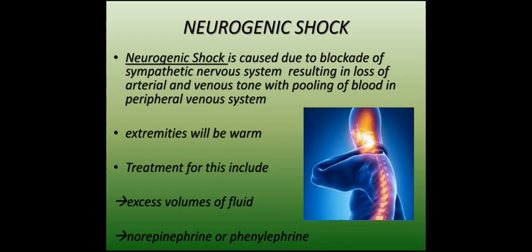Coming to neurogenic shock, it is primarily due to blockade of the sympathetic nervous system, resulting in the loss of arterial and venous tone with pooling of blood in the peripheral venous system. Generally we have seen the general features of shock where the extremities will be cool and clammy, whereas in neurogenic shock, due to peripheral pooling of blood, there will be warmth in the extremities.